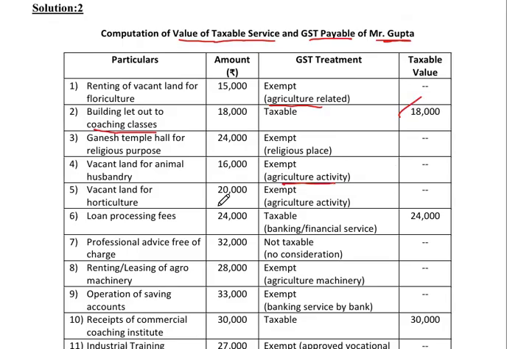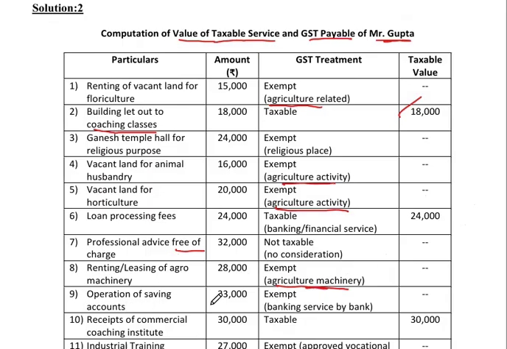Vacant land for the horticulture, 20,000, is exempt since it is an agriculture activity. Agriculture activities will always be exempt. Okay, therefore no amount will be coming under the taxable value. Sixth one, loan processing fees, 24,000, it is taxable. Banking and financial services, therefore it is taxable. Okay, 24,000. Professional advice fees charged, 32,000, it is not taxable since there is no consideration. It is given as free of charge. Okay. Next is renting or leasing of agro machinery, 28,000, exempt since it is used for the agriculture purpose.